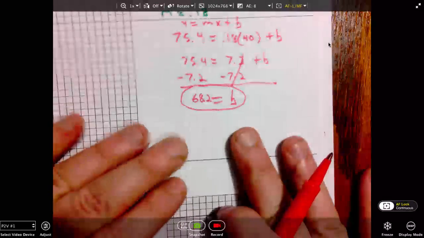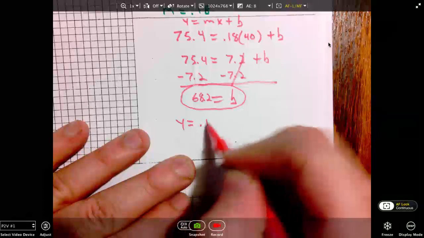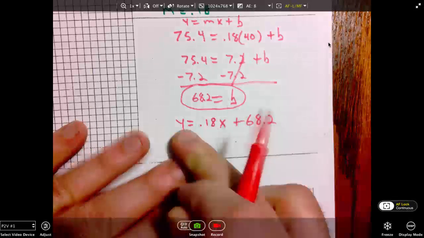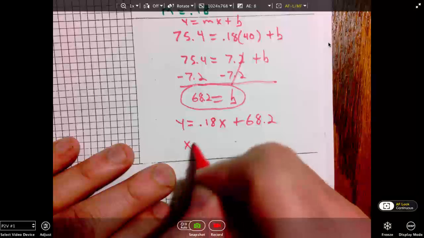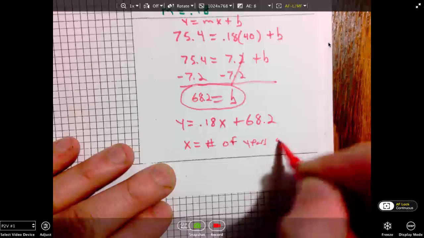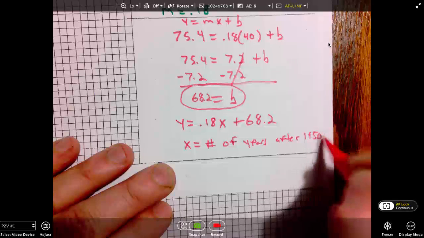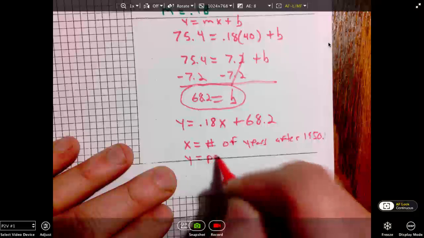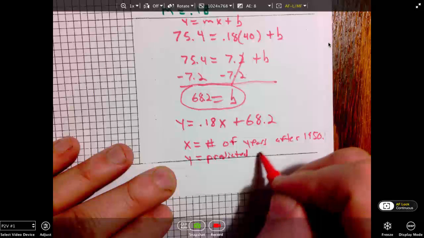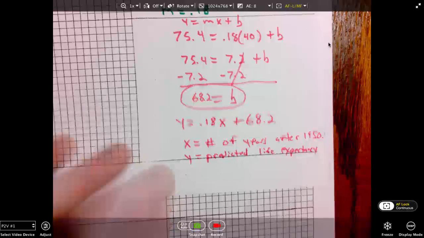So finally we have this equation. Y equals, slope was 0.18, times x plus 68.2. Where x is the number of years after 1950, and the y is our predicted life expectancy. Okay.